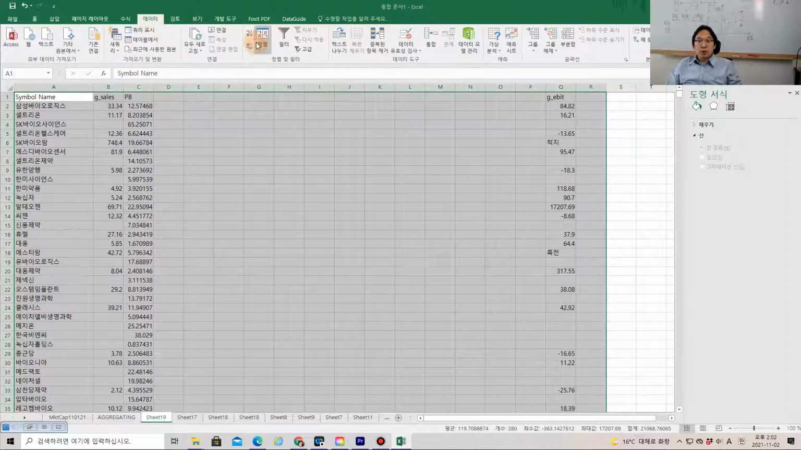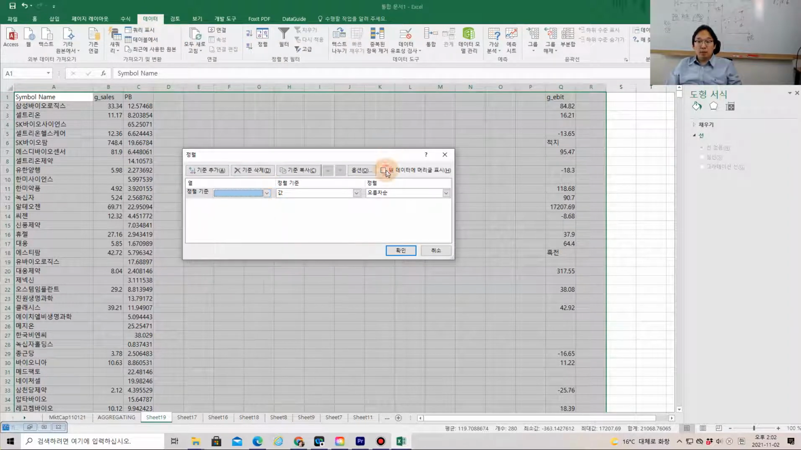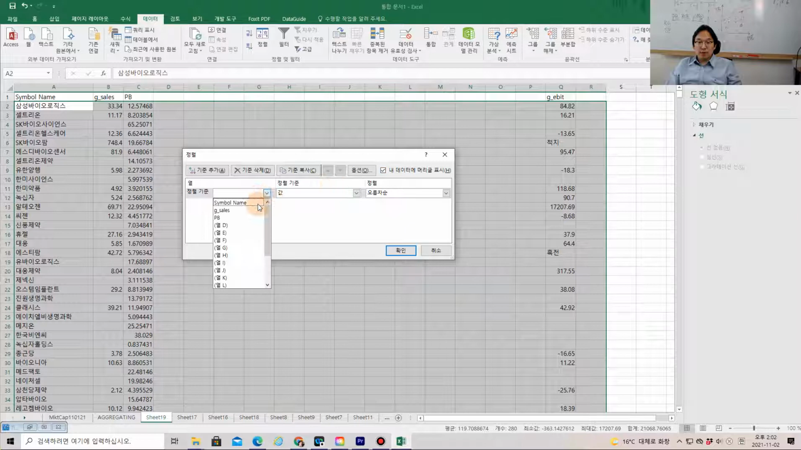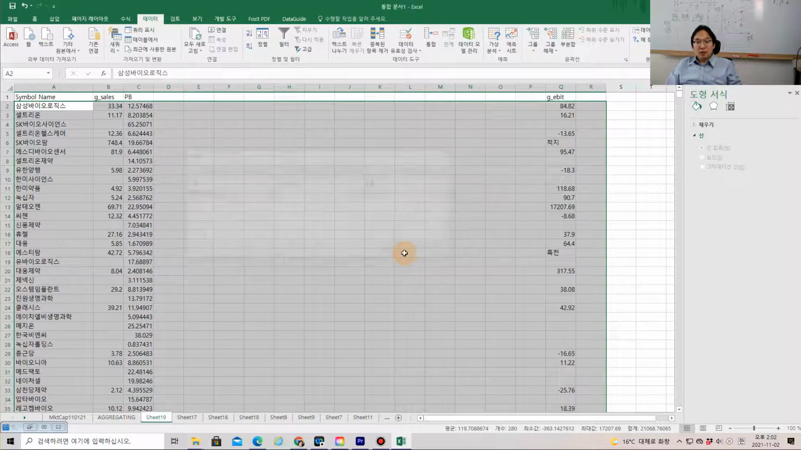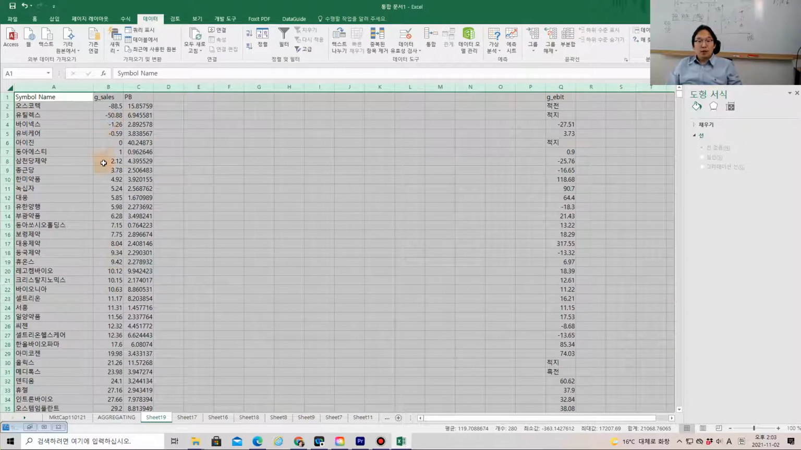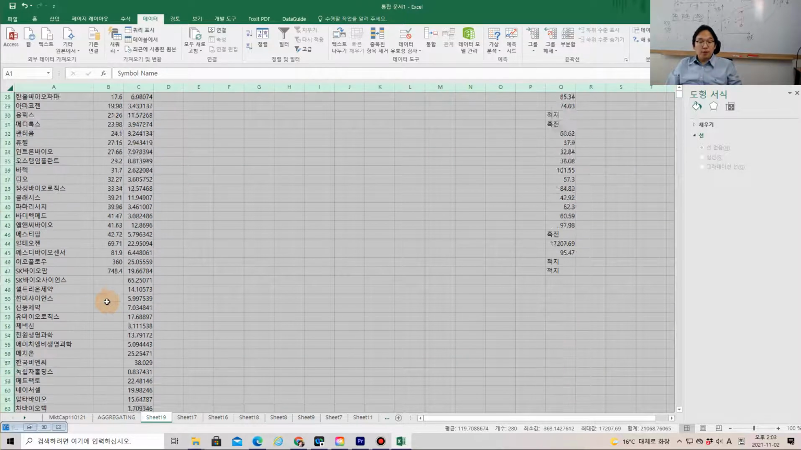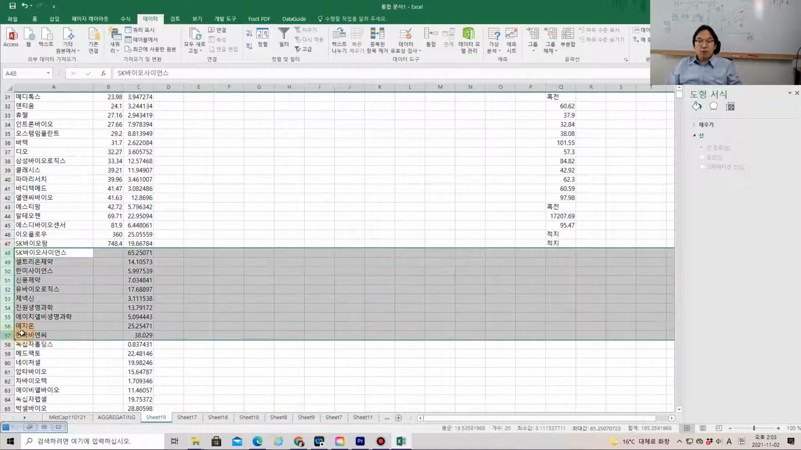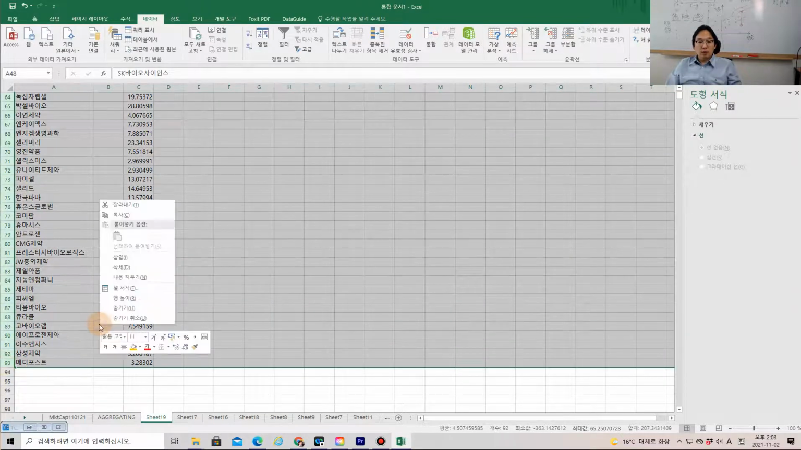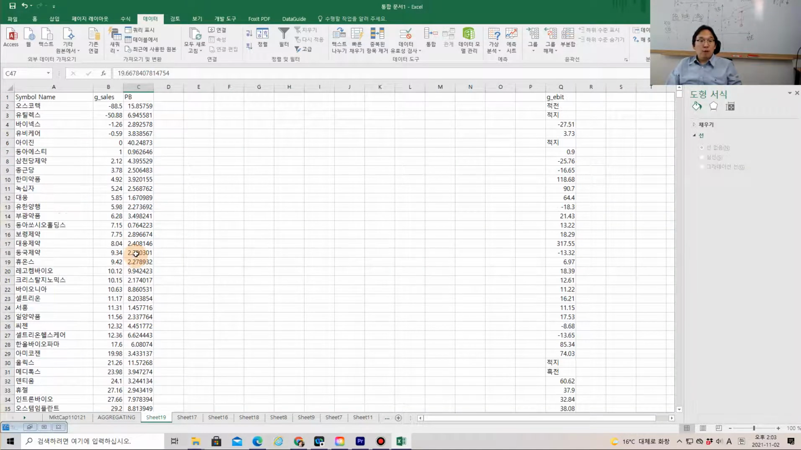Data sorting by, mine has the labels, and then sales growth rate in ascending order. Okay? So it's the percentage figure. And then missing values, I'm going to delete all of them. I don't need you. Bye-bye.